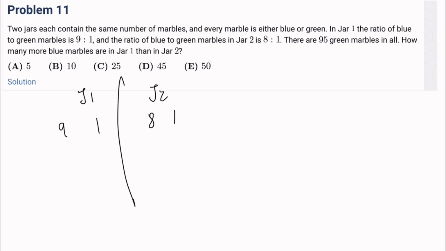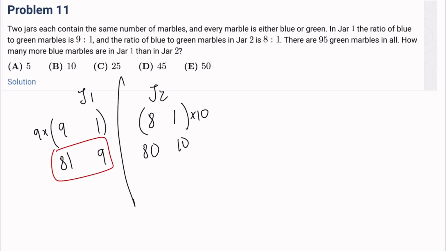But then the total number has to be the same. So we have to multiply 9 to this, and we have to multiply 10 to this, right, to make the sums the same. So this will give us 81 and 9, and this one will give us 80 and 10, right? And so the sum of these numbers, they are equal. That's why we did the multiply by 9 and multiply by 10, right?